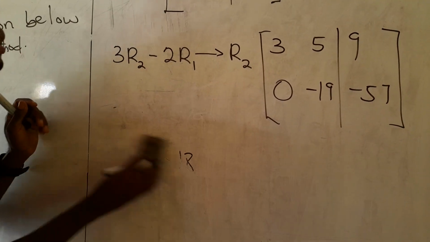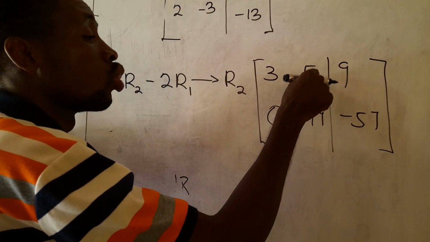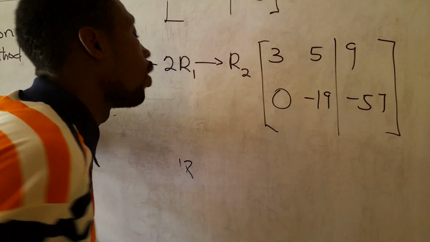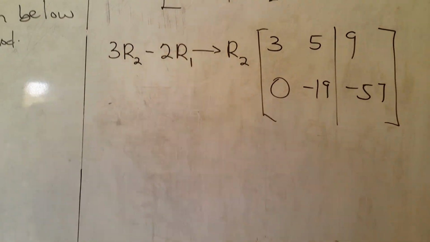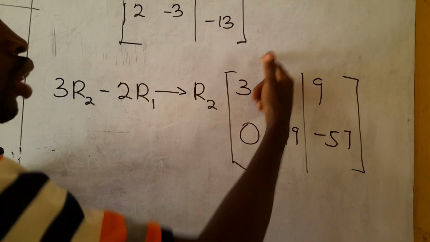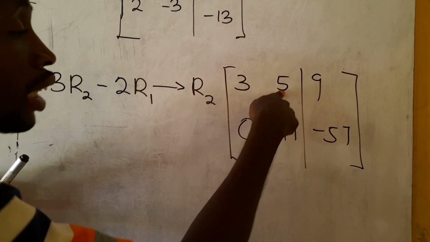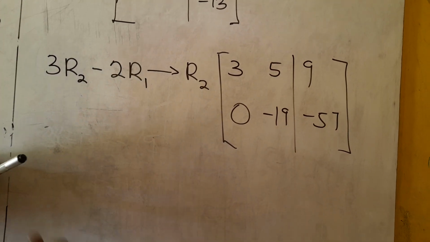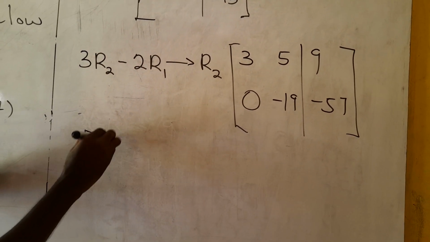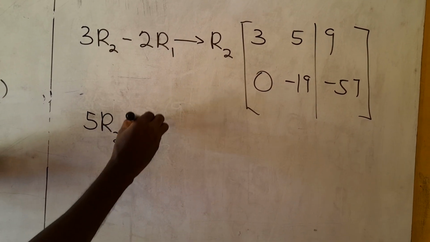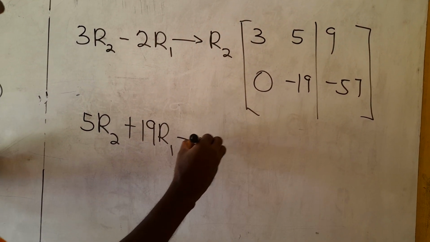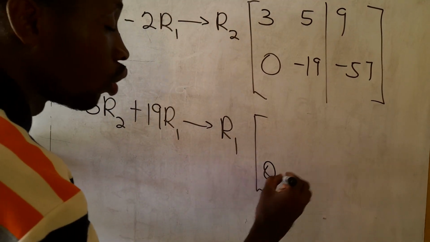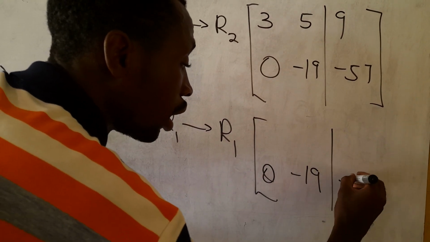Now what's the next thing? The next thing is that we reduce this one. We make the entry here 0. You know, this is also above the leading diagonal, so we make that one 0. How do we do it? So we make the entry here 0. How do we make that? If I multiply this by 19 and I multiply this by 5, if I add them, it becomes 0. So we say 5R2 plus 19R1 should go into our R1. So our second column will not be affected. So 0, negative 95, negative 57.